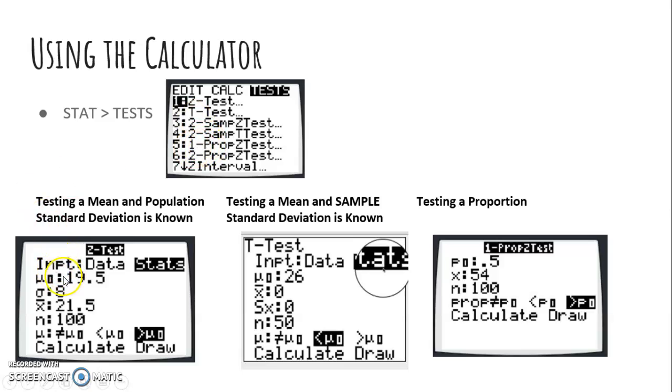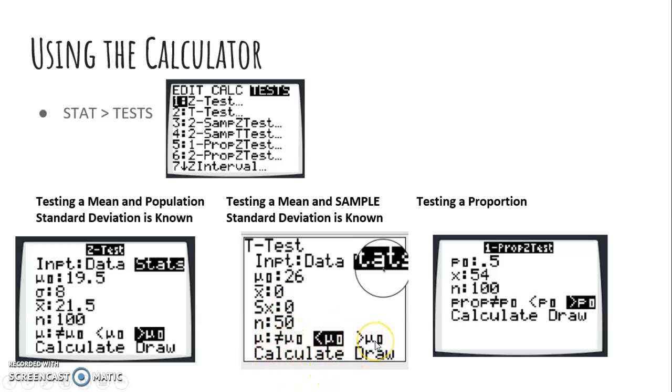Now a couple other things. The first thing you will need to put in, whether it's data or stats, is the null. So what does the null equal? If we said mu equals 20 is the null, then you would put 20 here. Then fill in your statistics, and then you have to choose the statement that matches your alternate statement. So is your alternate statement greater than, is it less than, or is it not equal to? And you choose that. Then you'll hit calculate.